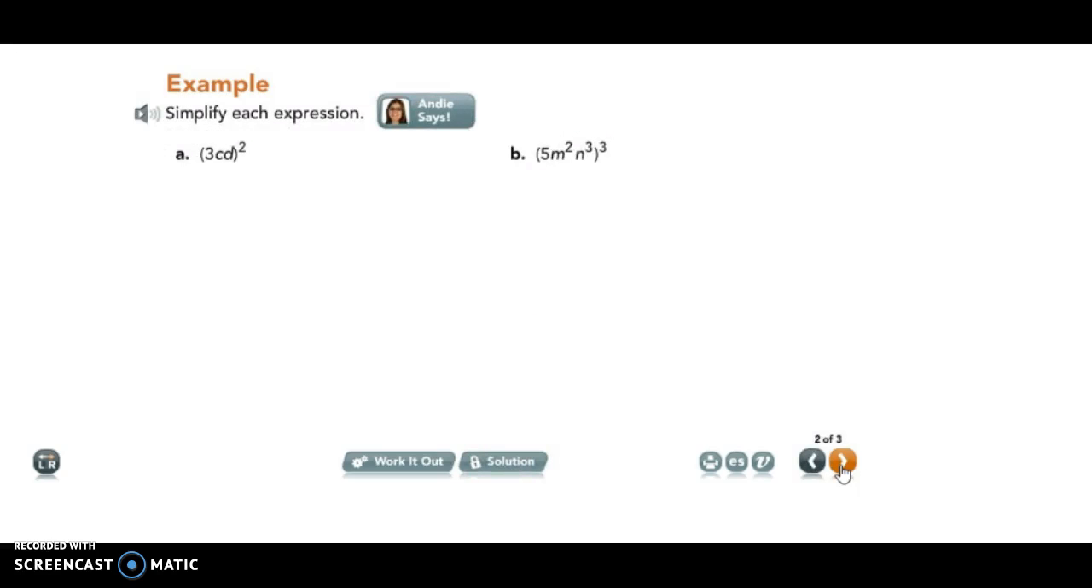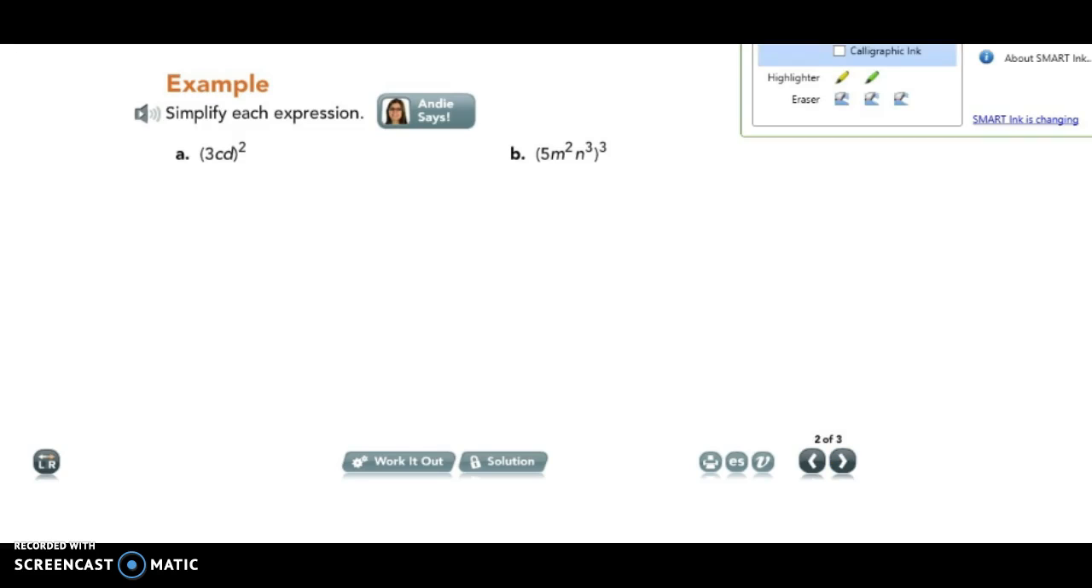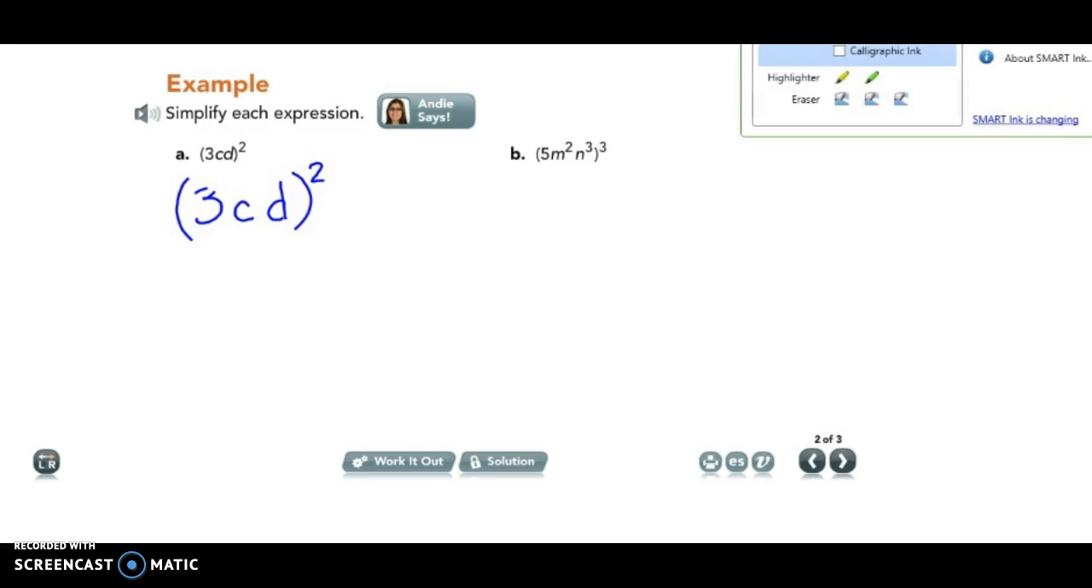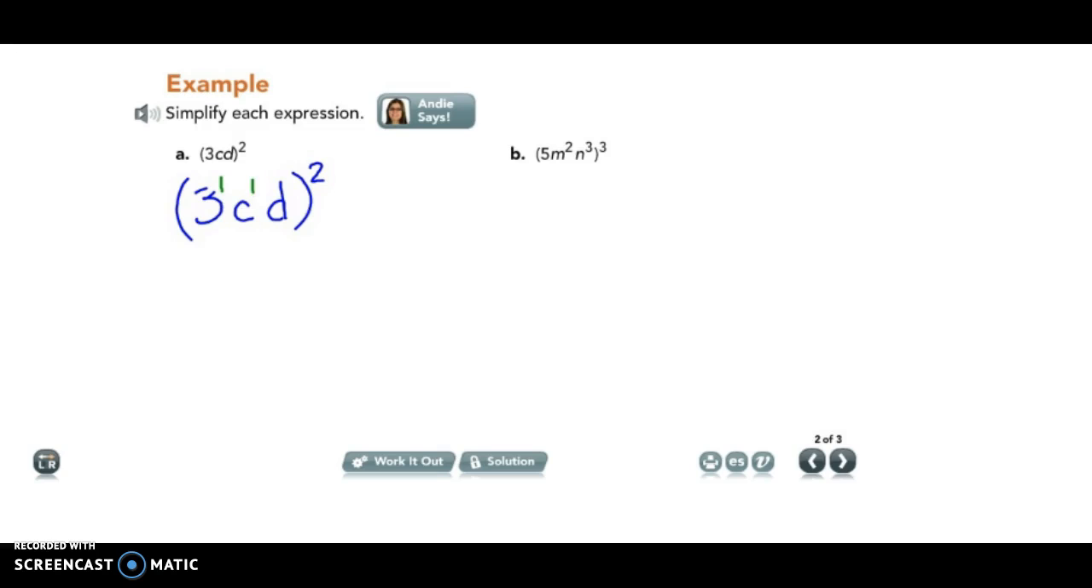So we're going to simplify each expression. The first one says 3cd, squared. We're going to go ahead and put the powers on them so that we can see them. So the power on the 3 is a 1. The power on the c is a 1. And the power on the d is a 1. So I'm going to go ahead and drop a little 1 on each one.